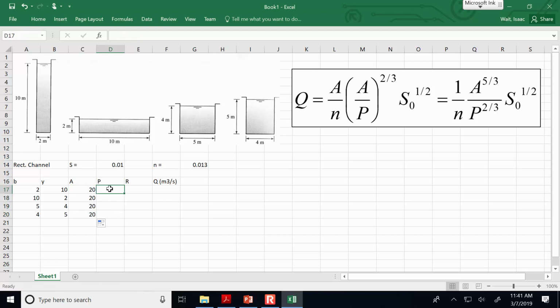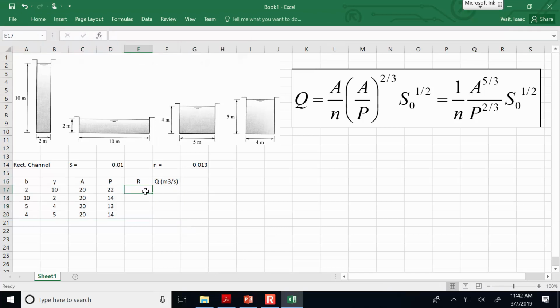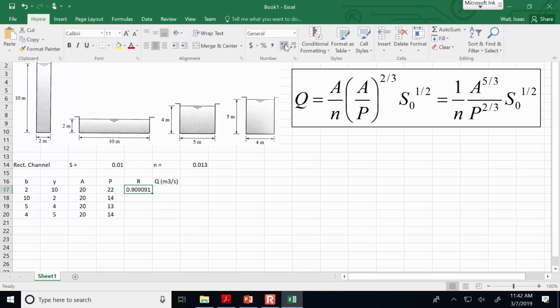But they're going to have different wetted perimeters. So the formula, since I made it easy on myself, this is rectangular geometry. So wetted perimeter is just 2 times the depth plus the width. All right, so we've got the wetted perimeter for each one of these. And now the hydraulic radius is A divided by P. So we get a different hydraulic radius in each case.